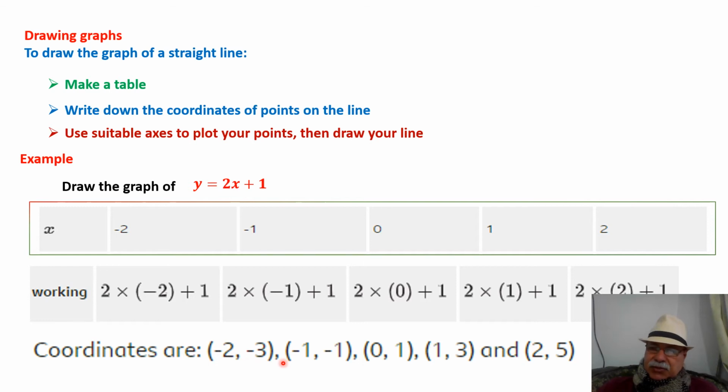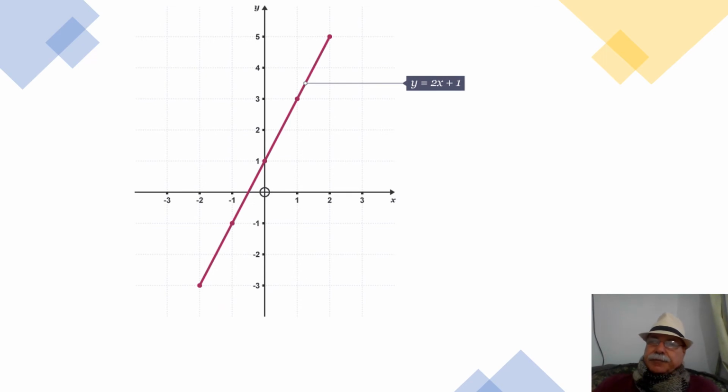I plot these 2 points in the grid. I plot this point in the grid: minus 2, minus 3; minus 1, minus 1; 0, 1; 1, 3; and 2, 5. I plotted it like this.